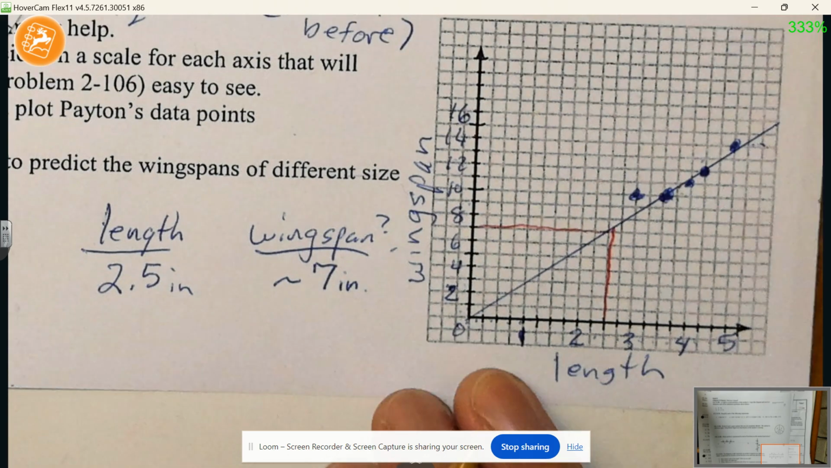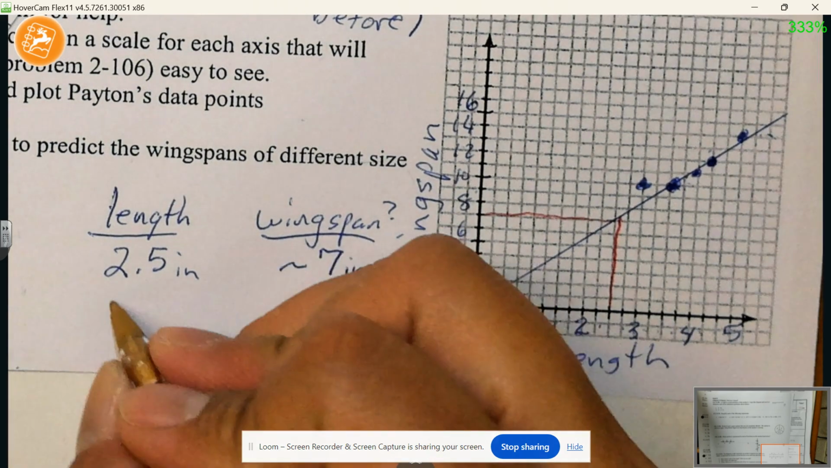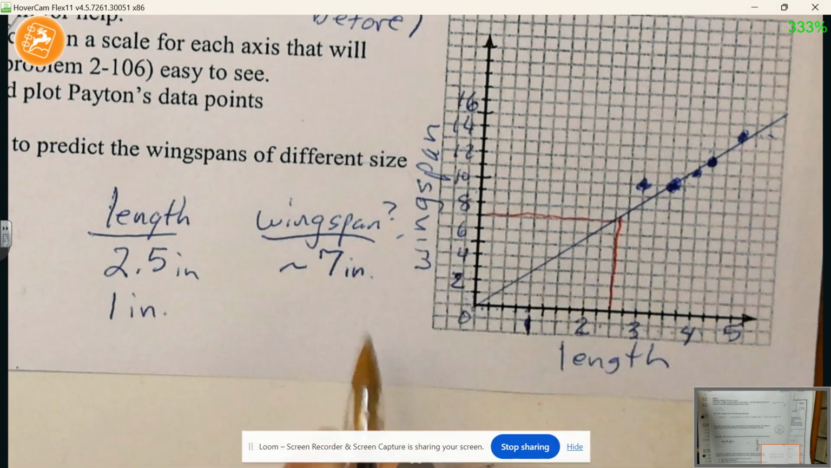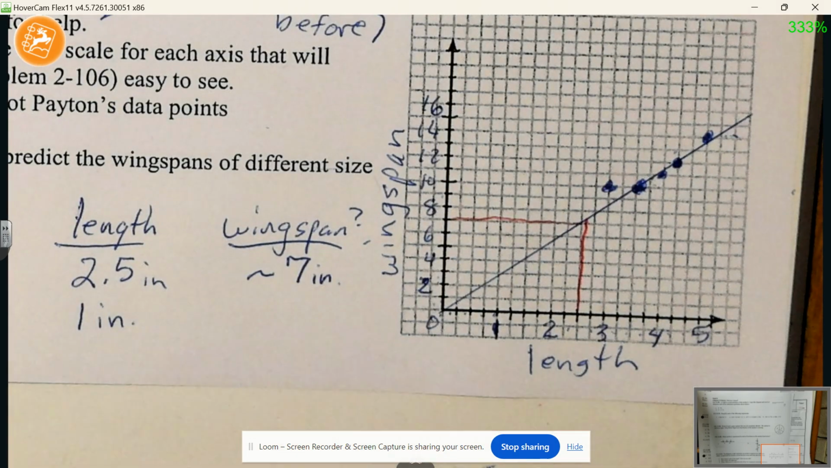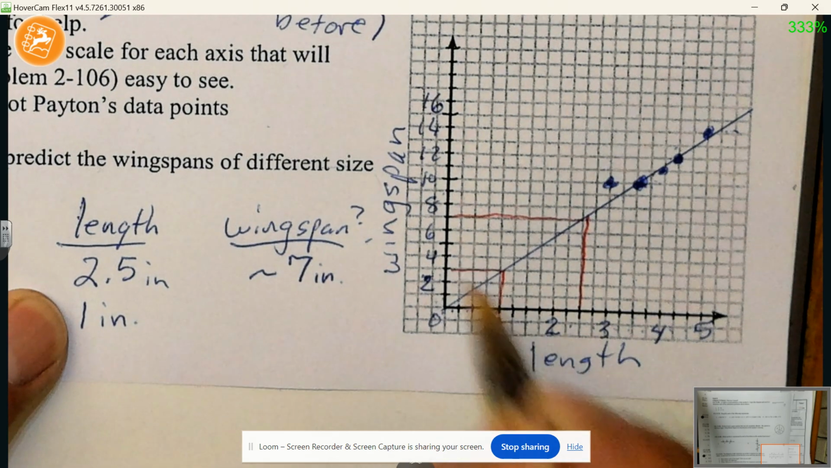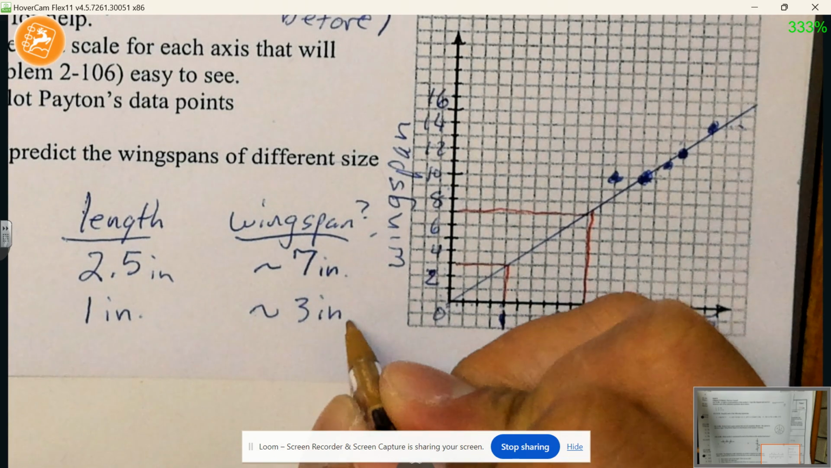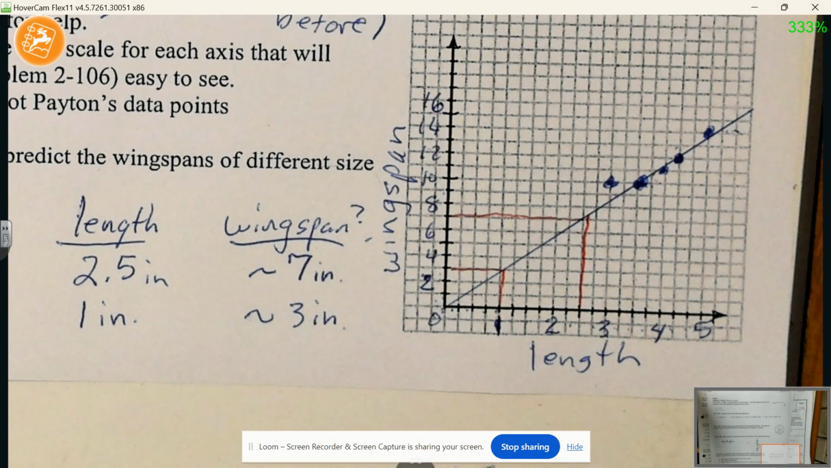Okay, and let's try one more. What if we have a bat that is 1 inch in length? What would be the wingspan? Okay, and what you should have is, here's 1, it would be about 3, approximately 3 inches. And that's how we can use a graph to predict.